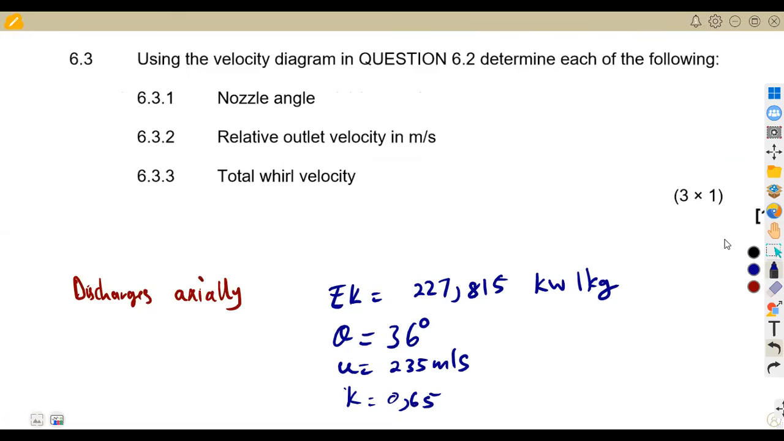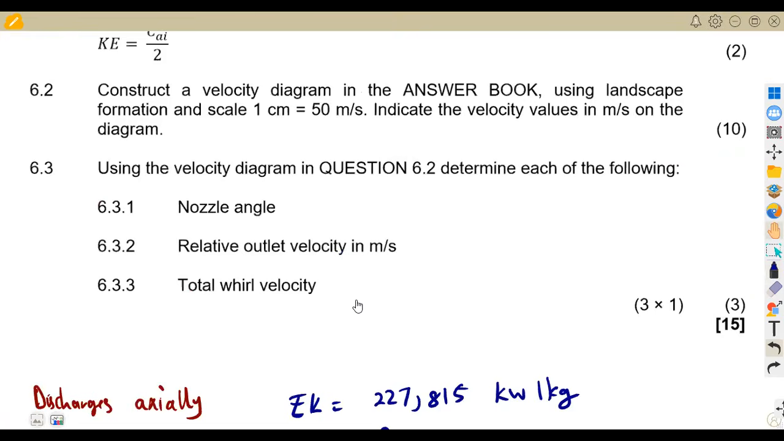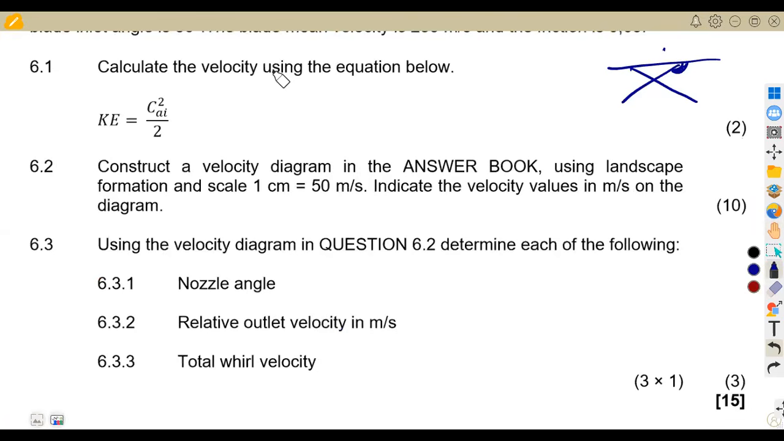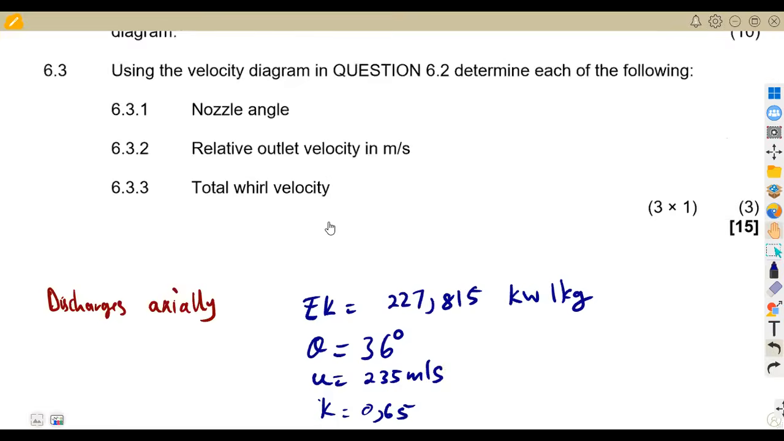All right, the first part of the question asks us to calculate the velocity using the equation from 6.1. Which velocity are we calculating? We are calculating this velocity, which is the absolute inlet velocity to the inlet of our steam turbine in this case. So we are given a formula to use in order for us to calculate what? The velocity. So let us take our formula.